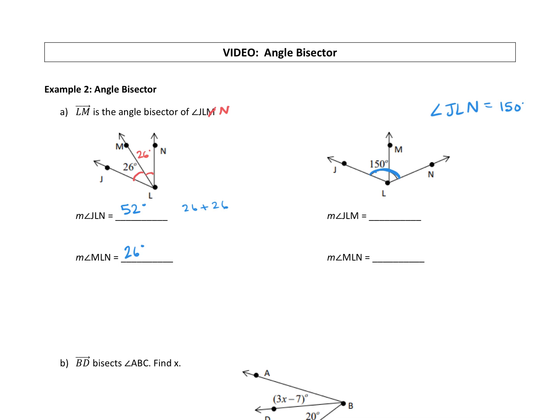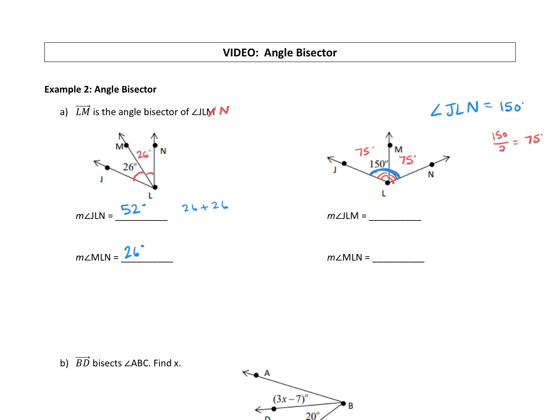Now, when we have an angle bisector LM, it's going to cut that large angle in half and give us two congruent angles. So all we have to do is take our 150 and divide it by 2, and we're going to have two 75-degree angles. So this angle is 75 degrees, and this angle is 75 degrees. And I can go ahead and mark those congruent. I'm going to use two congruency marks on each one.